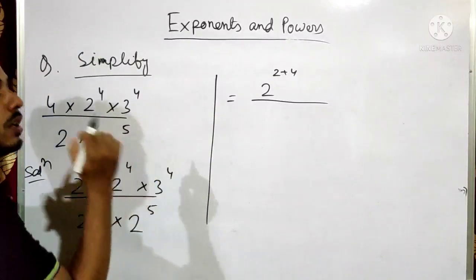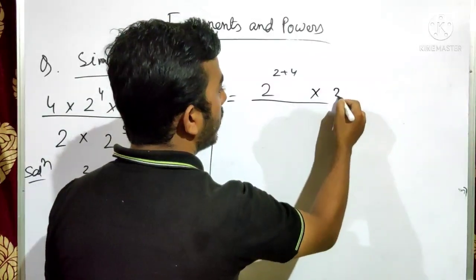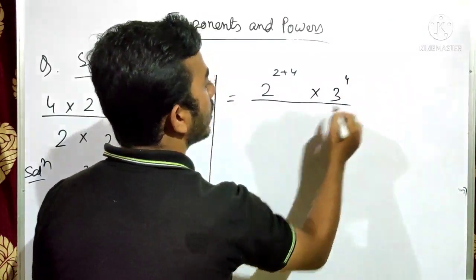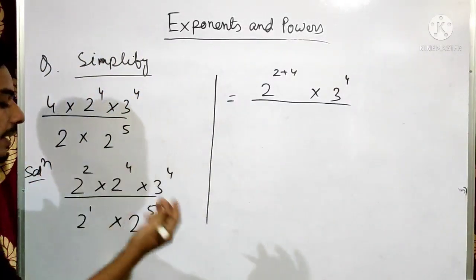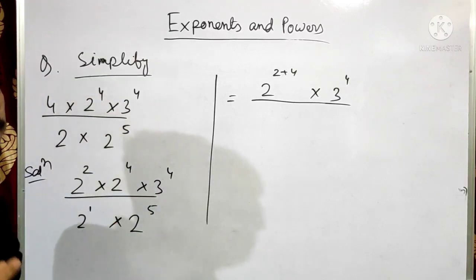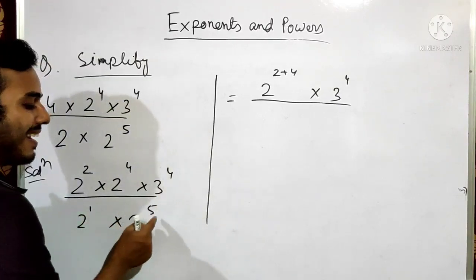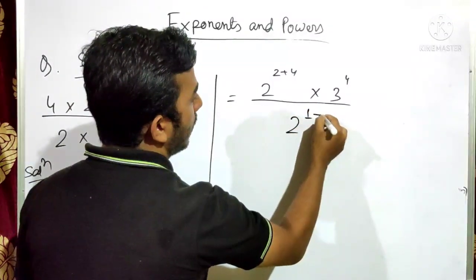Which portion is left? 3 to the power 4 is left. So in the middle we have the multiplication, so it will be 3 power 4. Clear? Now look at the denominator. Again, a power m into a power n means a power m plus n. Here m is 1 and n is 5, so we will write 2 power 1 plus 5.